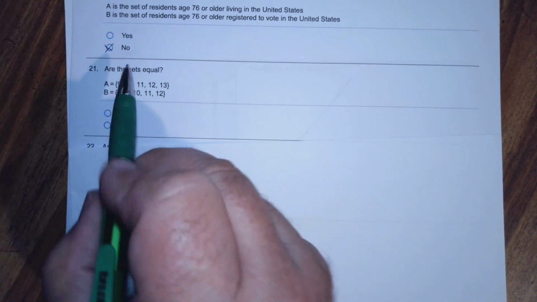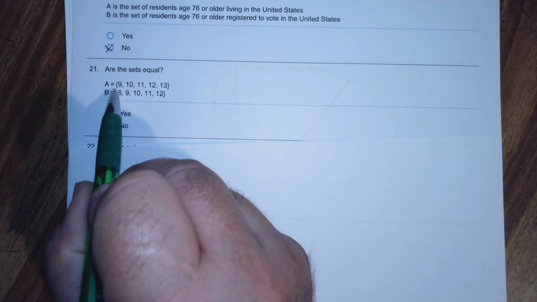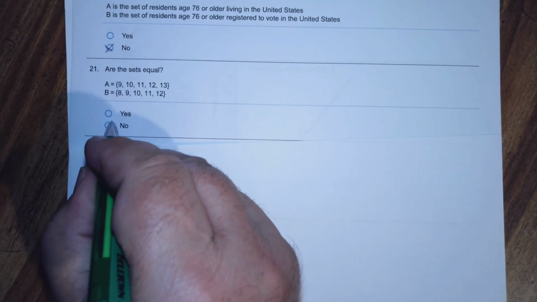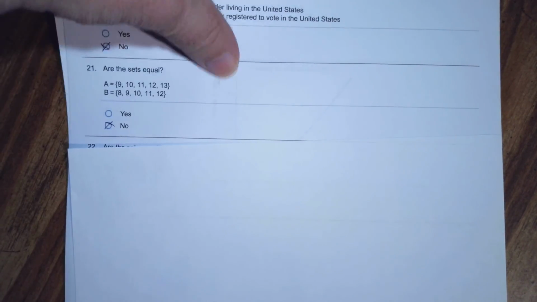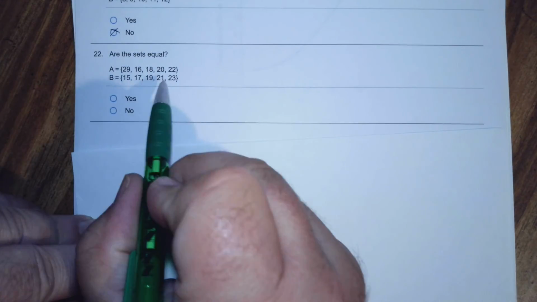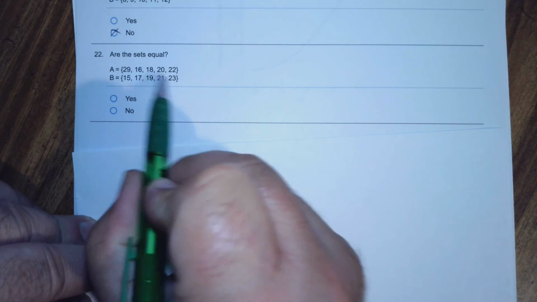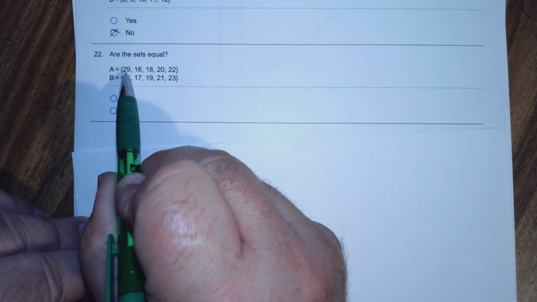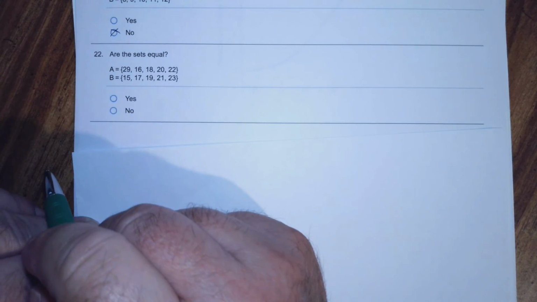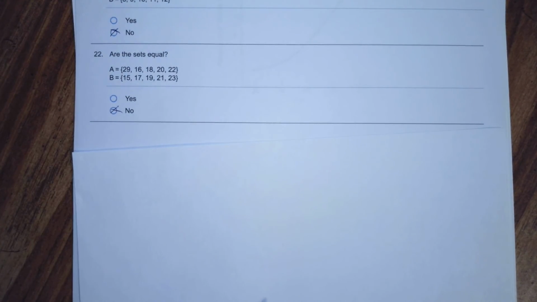21. Are the sets equal? This one has an 8, that one doesn't, so no. Remember, to be equal, you have to have the same number and exactly the same elements. Are the sets equal? 15, 17, 19, 21, 23 and 16, 18, 20, 22, 28. So, are they exactly the same? No. So the sets are not equal.